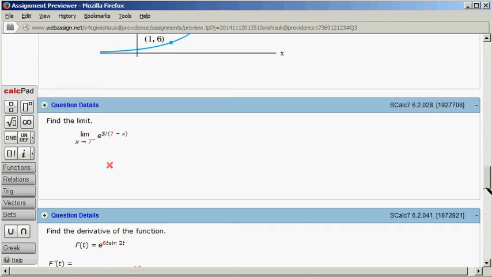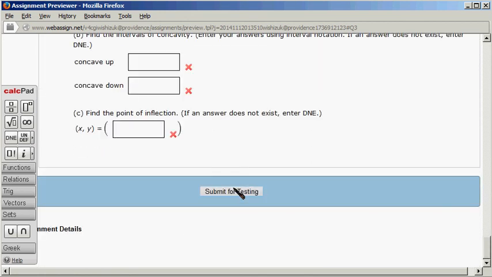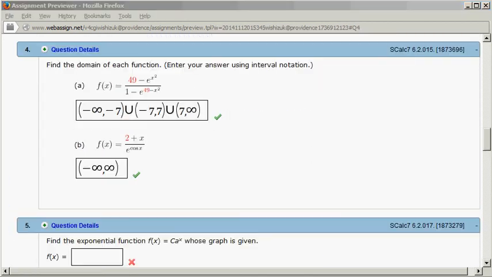All right, so let's submit for testing. It came back and looks like we got part A and part B correct. That's it. I hope that this was clear.